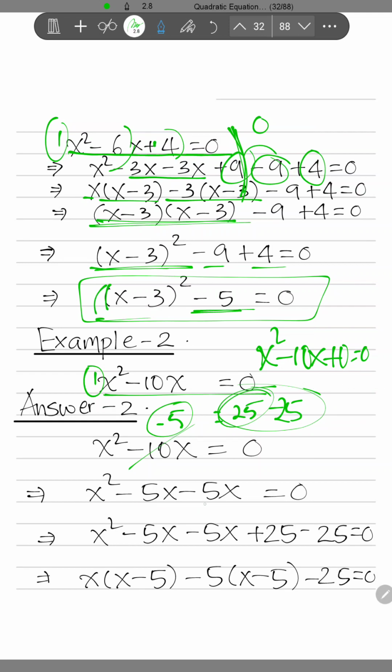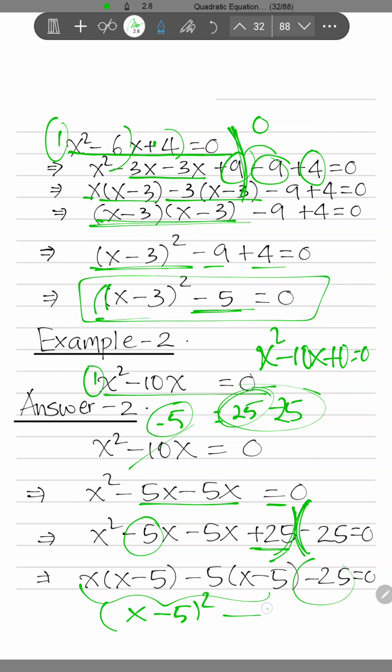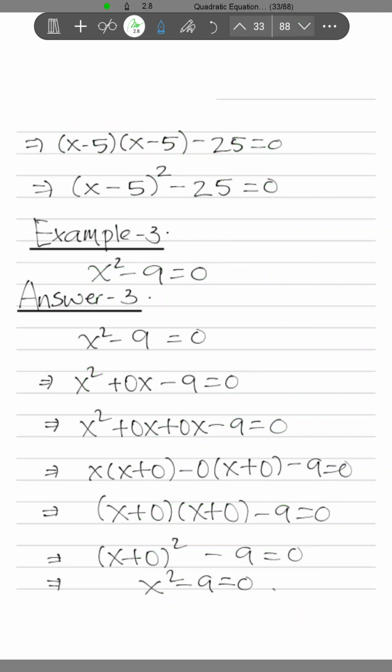So x squared minus 5x minus 5x is equal to 0. This is split into 2. So minus 5 squared is 25 here, this part, and then I subtract 25, that part. Okay, so this part is x minus 5 the whole square. That part is minus 25 is equal to 0, which is the completed square form of this quadratic expression.